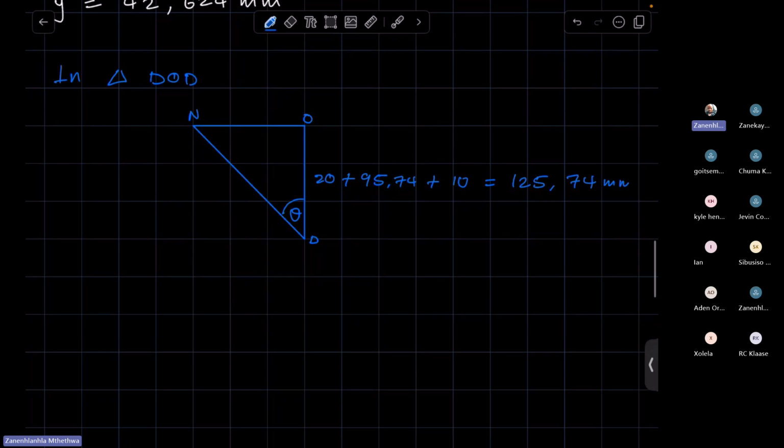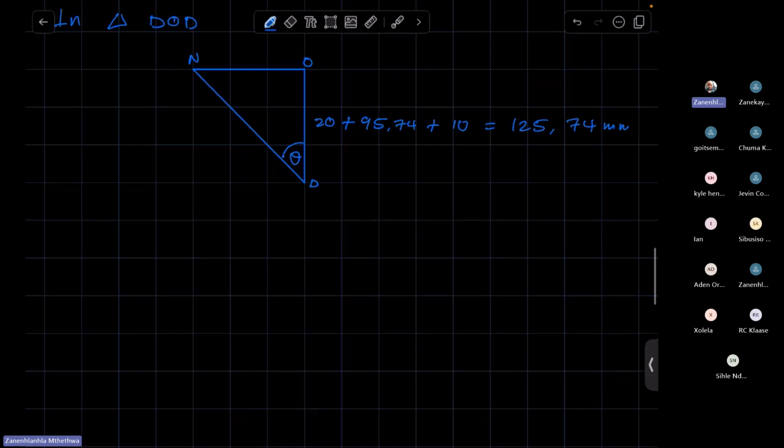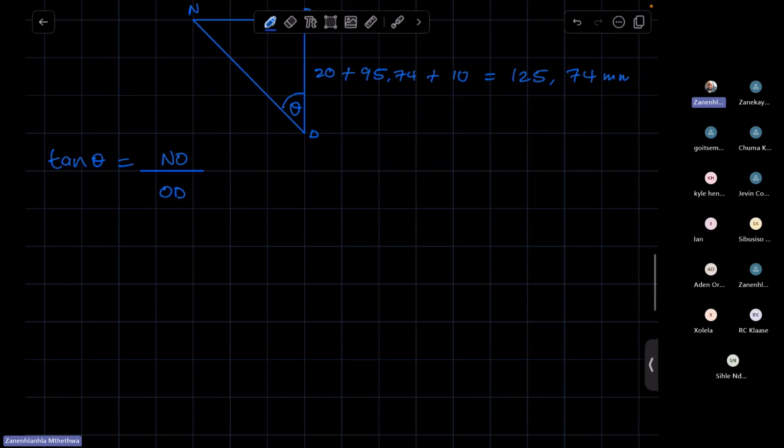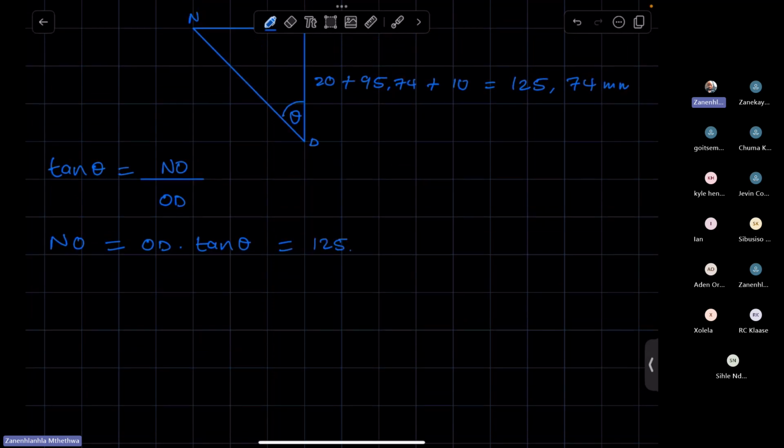Now we can calculate NO. We have this angle. The side we have is adjacent to the angle. The side we're looking for is opposite the angle. So which trig ratio is convenient for us to use here? Tan. So we use tan of theta being equal to the side opposite, NO, divided by the side adjacent, which is OD. So we are looking for NO. You cross multiply, making NO your subject. So this becomes OD times tan theta. OD we've established is equal to 125.74, so this times tan theta.